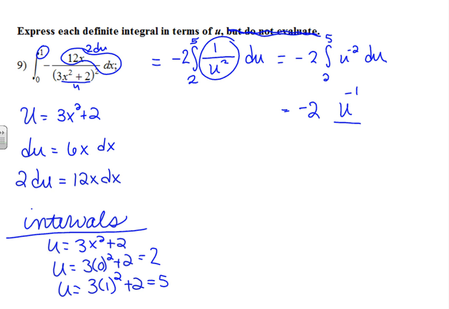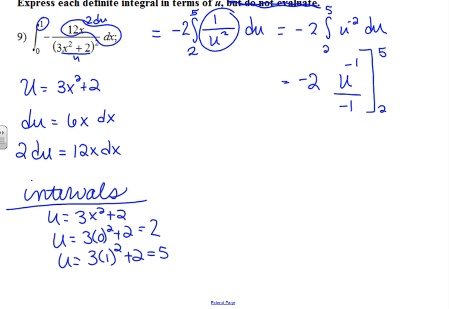Well, actually it increases it to negative 1, and then divide by the new power, which is negative 1. This will be evaluated from 2 to 5. I can simplify within this bracket a little bit. That'll be a positive 2. So that's a 2. And this really means 1 over u. And I want to evaluate that from 2 to 5.